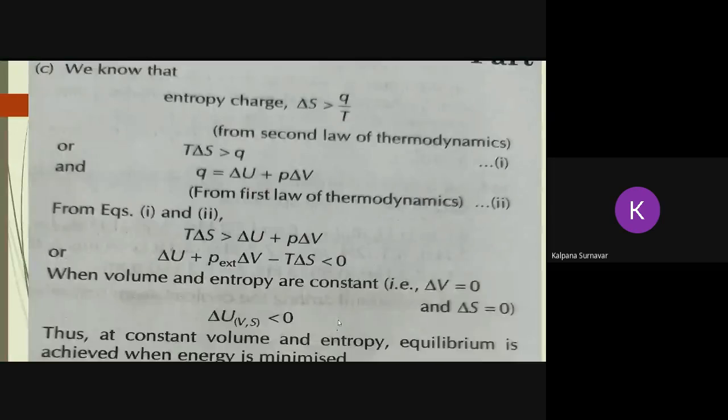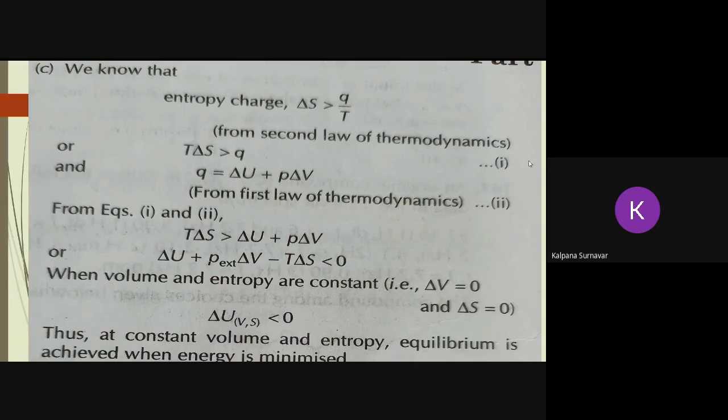See, I have written the answer here. As we know, the equation of the change in entropy is greater than Q by T. This is the Clausius equation, and this is included in the second law of thermodynamics. This equation is also written as T delta S is greater than Q, and the equation of Q is equal to delta U plus P delta V. This equation is taken from the first law of thermodynamics.